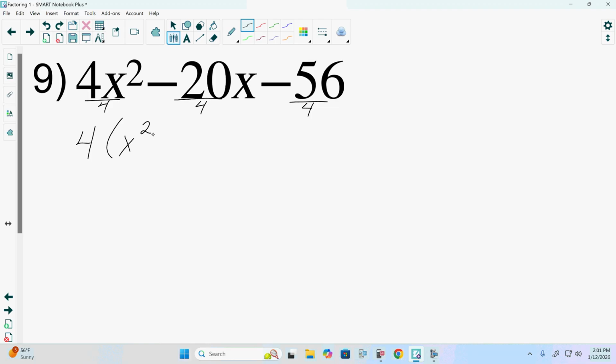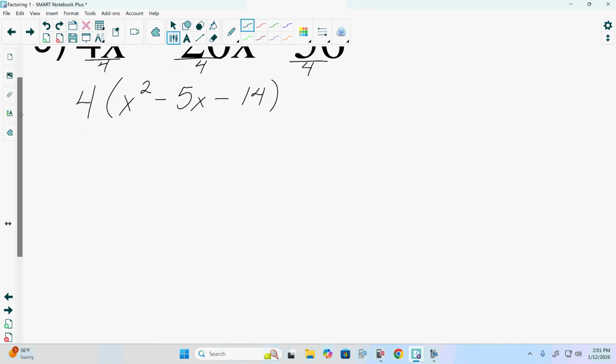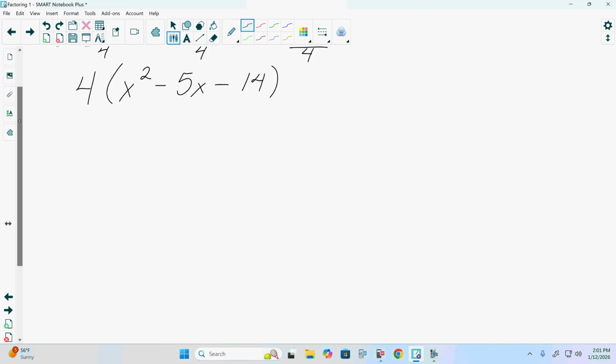And if we factor 4 out of 4x squared, we're left with x squared. If we factor 4 out of negative 20x, we're left with negative 5x. And if we factor 4 out of negative 56, we're left with negative 14. Now the 4 is still a part of our answer because we're factoring. We need it as a part of our final answer. But once we factor it out, we're now just trying to factor, really, at this point, x squared minus 5x minus 14.